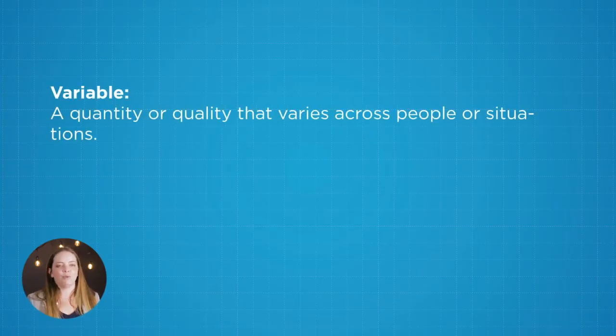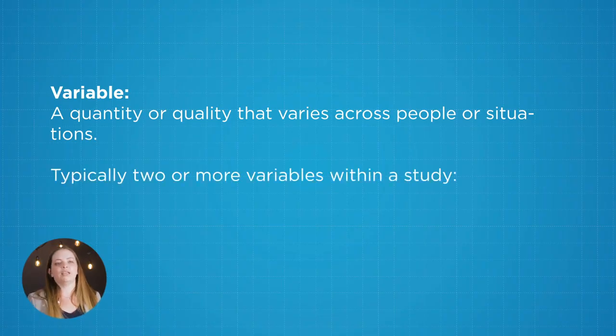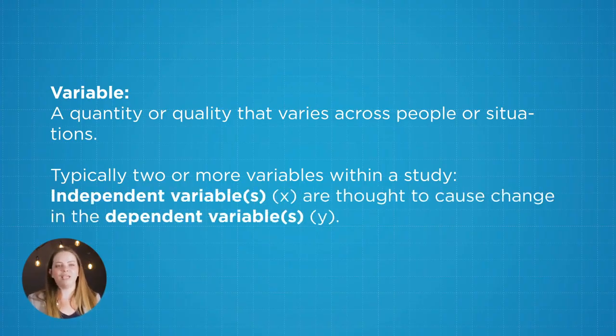So let's take a moment to review variables. A variable is any quantity or quality that varies across people or situations. Now, typically in a study, you'll see at least 2 variables. There could be more. And typically, we think of these 2 variables as being independent or dependent variables. Now, an independent variable is thought to cause the change in the dependent variable, and that's very important.